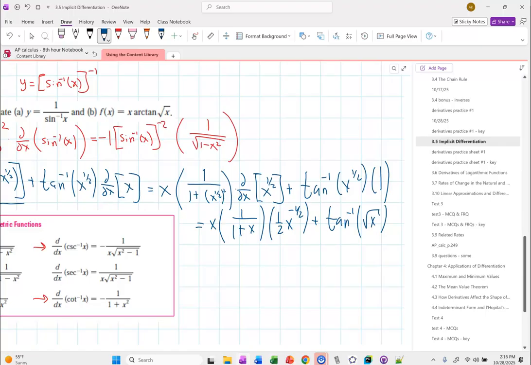If I wanted to continue simplifying, I could write it as, what do I say, square root x over 2 times 1 plus x plus tan inverse square root x. I think is how that would end up being written. You see the combining that I did there?